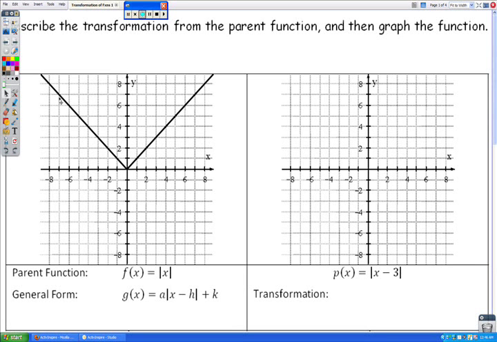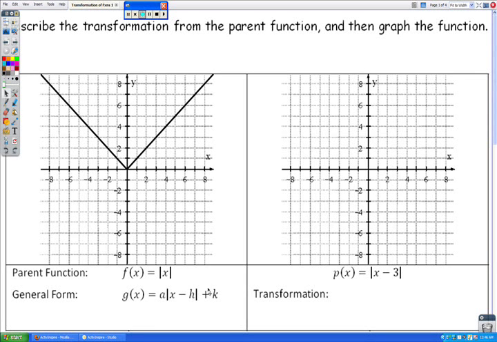So let's first look at the absolute value function. Here we have the general form g of x equals a times the absolute value of x minus h, and then plus k. Then we have the parent function. We notice that in the parent function, there's no a, there's no h, there's no k. Now since the a multiplies in the parent function, a must be 1. And since h subtracts and k adds in the parent function, they must be 0.